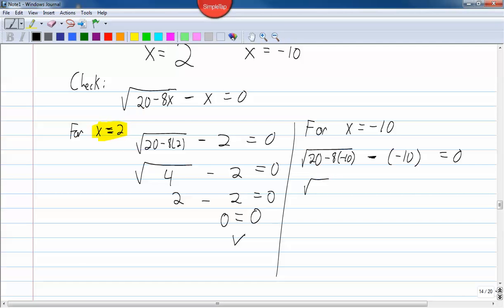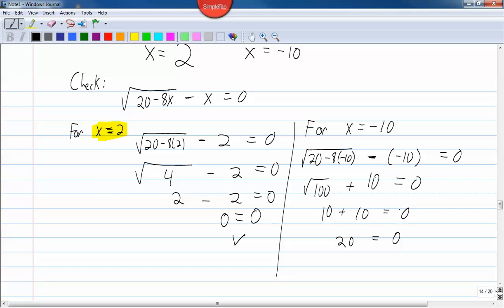So this is the square root of 20 plus, that's going to be a negative 8 times a negative 10, which is a positive 80. 20 and 80 is 100. But then look what I have here: minus negative 10, so it's going to be plus what? 10. So this gives me 10 plus 10 equals 0. Or 20 equals 0.